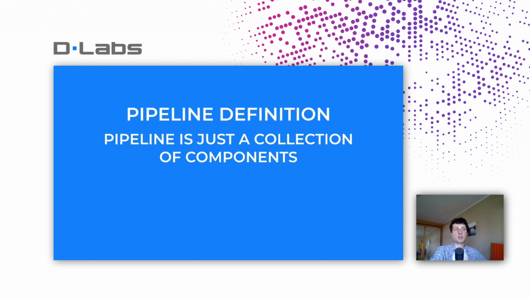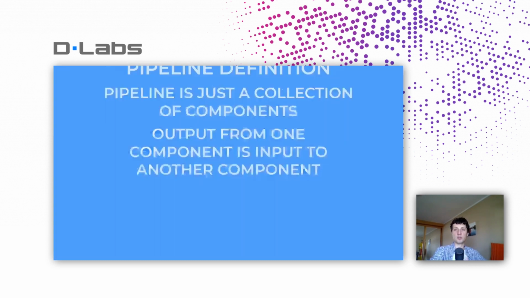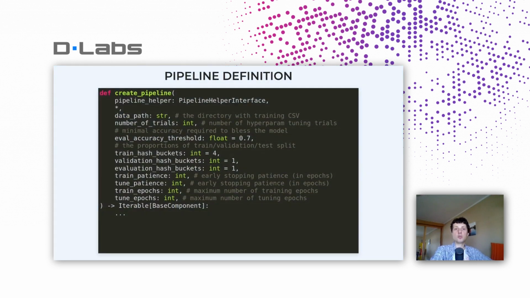The pipeline is just a collection of components. So what we will be writing is just a set of components with their configurations, and the components are connected one to each other in such a way that output from one component becomes input to another component. We're going to see this in a second. Usually the pipeline definition is expressed as a function that is supposed to return a set of components. This function doesn't have to have any specific signature. This is totally up to us.